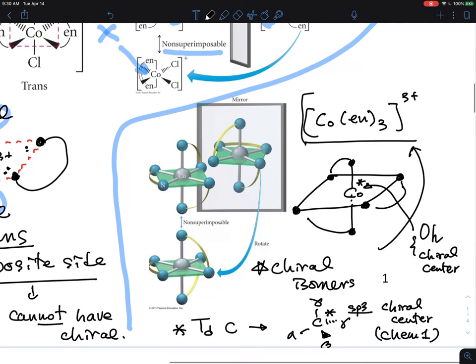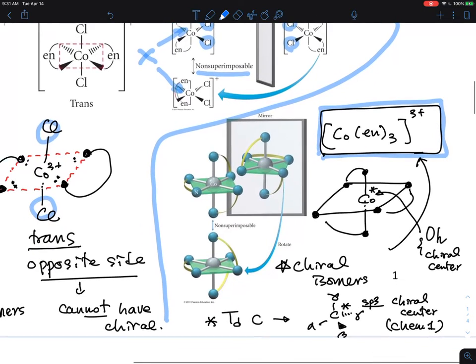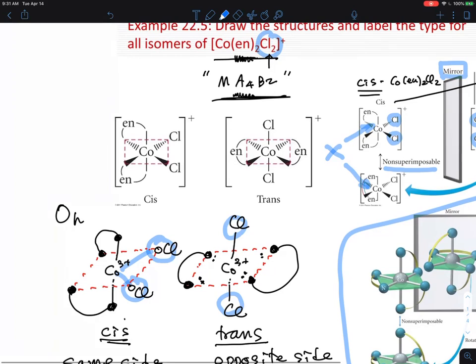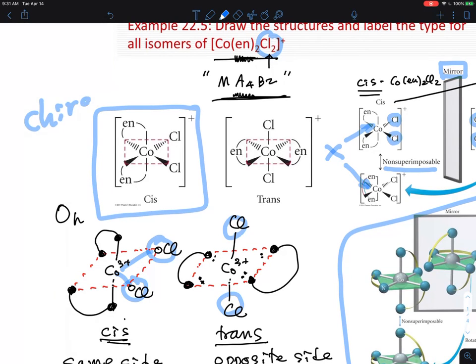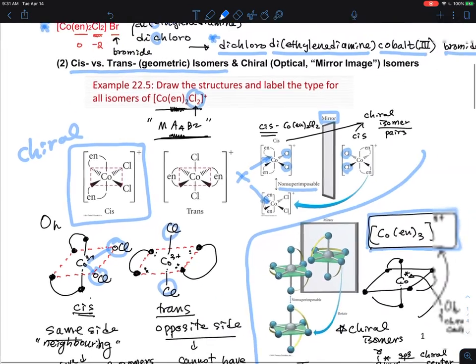And here I show you that this is chiral. In fact, for the exam, this is one of the exam problems: which one is chiral. This is an example of the chiral, and also this one. This is chiral, okay? And I think you want to remember that as well.